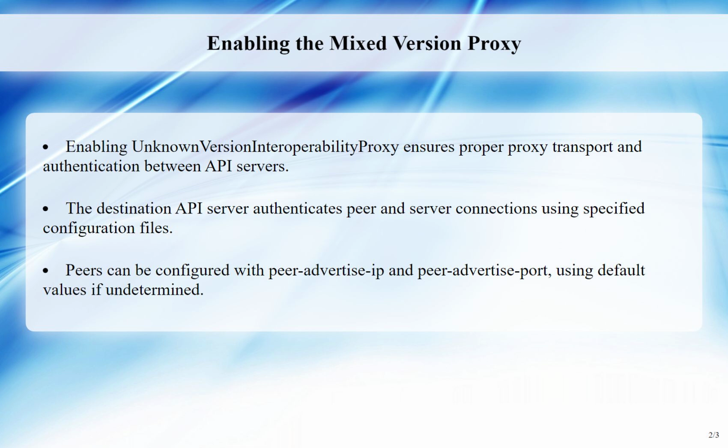Peers can be configured using the --peer-advertise-ip and --peer-advertise-port arguments, with fallback values from --advertise-address or --bind-address if unspecified. If those are also unset, the host's default interface is used.